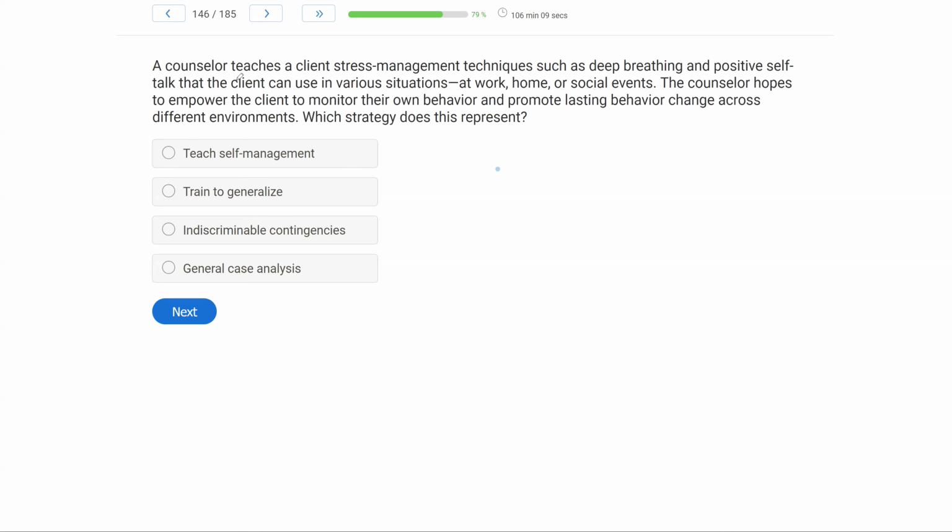We've got a situation where the counselor is teaching stress management techniques such as deep breathing and self-talk to the client. They want to empower the client to monitor their own behavior and promote lasting behavior change across different environments. So the counselor's goal is to have the client not only manage their own stress, but to monitor their own behavior. So to you, with just a prediction, what does that sound like? To me, that sounds like teaching self-management. I want you, the client, to manage your own stress and monitor your own behavior.